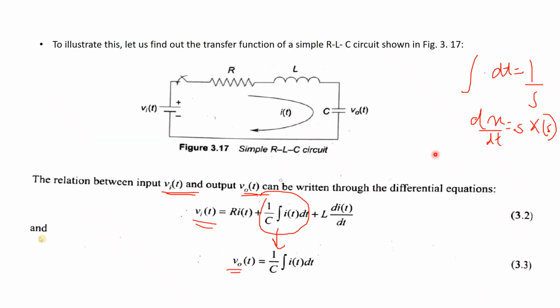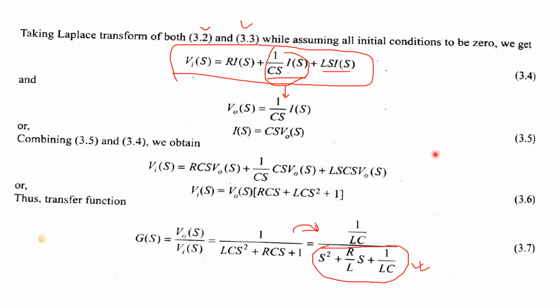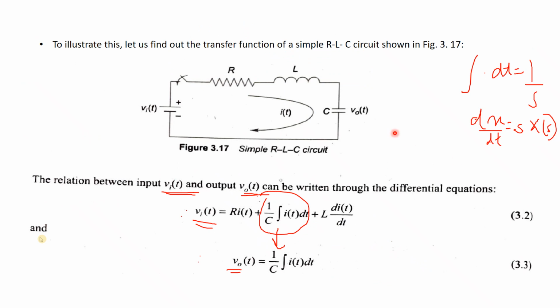Okay, so this is the transfer function. Now, if you have an RLC circuit and the values of R, L, C are given, you can determine the transfer function very easily. This is the transfer function of an RLC circuit where the input was the battery source and the output was the voltage across the capacitor.